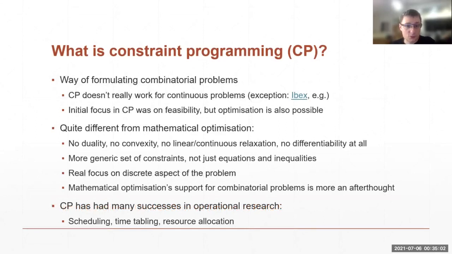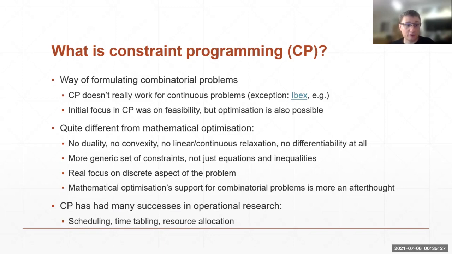So first of all, what is constraint programming? It's a way of formulating combinatorial problems, really focusing on the combinatorial side of problems. So with constraint programming, it can't really work with continuous problems, with some exceptions. The initial focus of constraint programming was on feasibility, but nowadays optimization is also possible for most solvers.